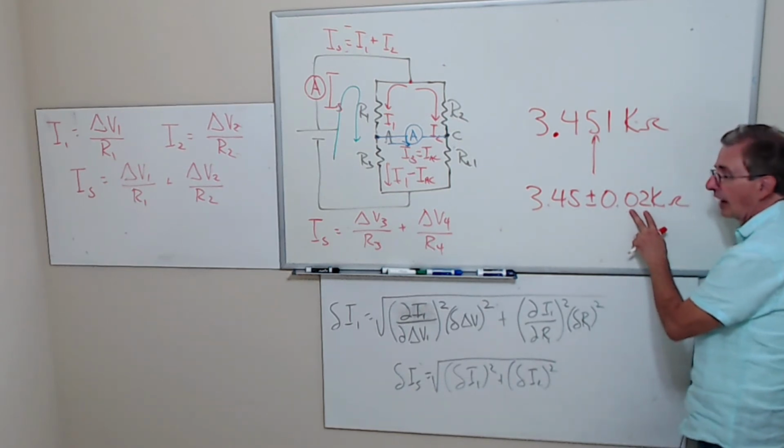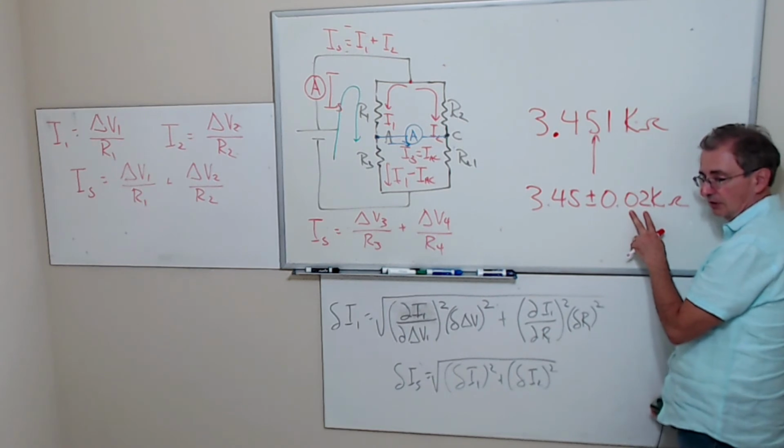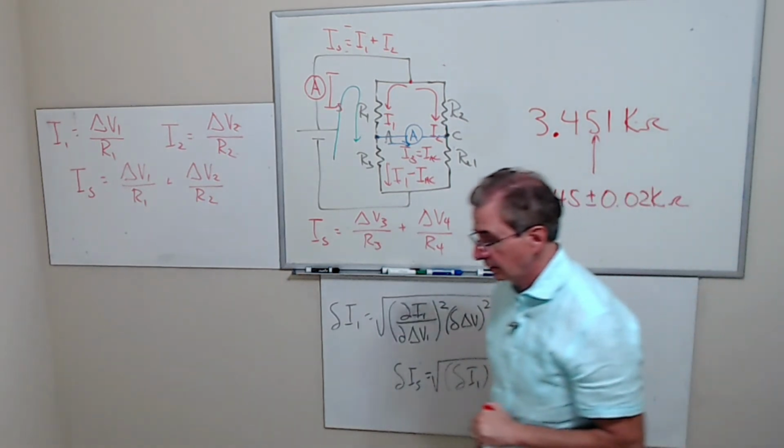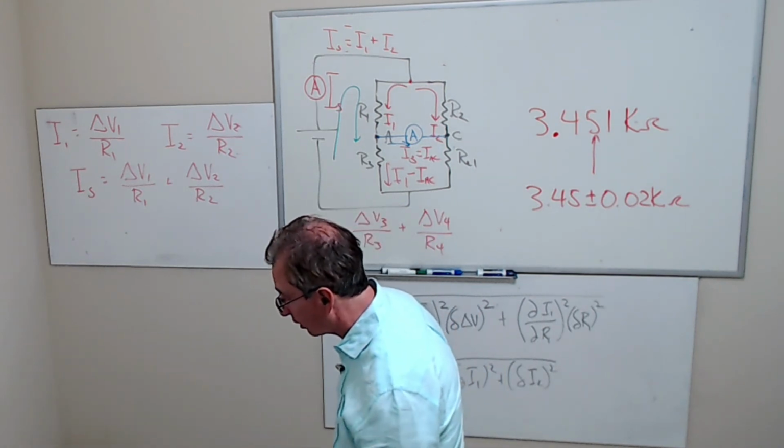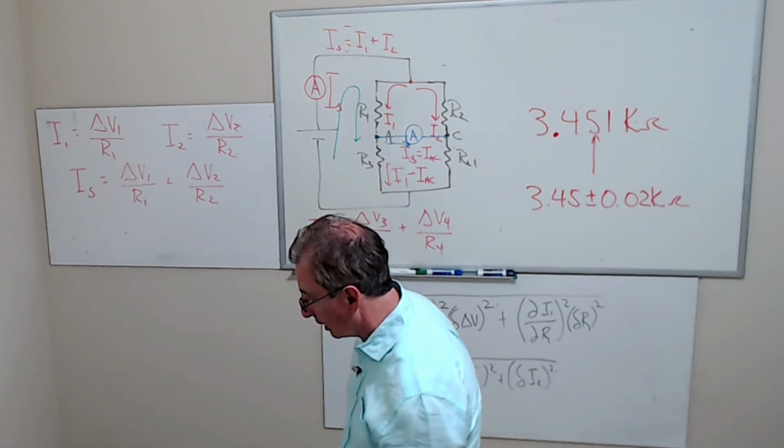Everyone's going to get a different value for this. It's not going to be exact. This uncertainty, yeah, it can be 0.01, it can be 0.03.